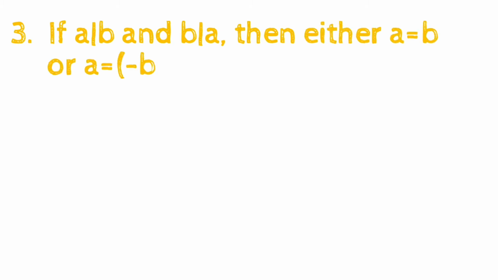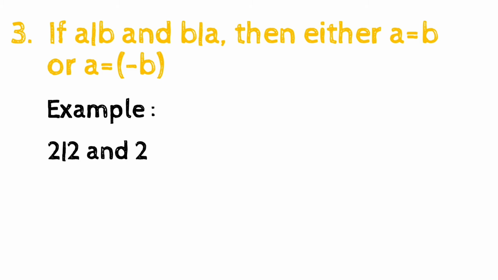After that, number 3. If A divides B and B divides A, then either A is equal to B or A is equal to negative B. For example, 2 divides 2 and 2 divides negative 2.